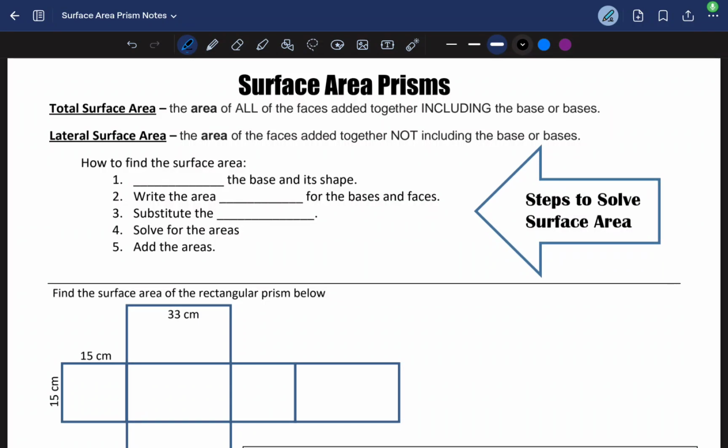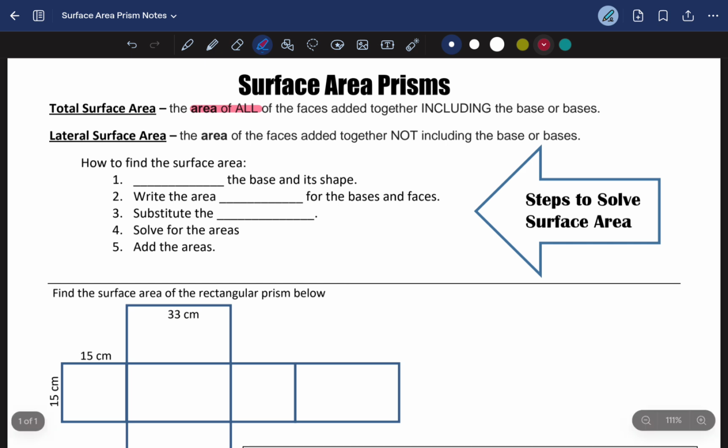Hey guys, today we're going to learn about surface area of prisms. We're really going to be looking at nets of these shapes, and we're going to talk about what is lateral surface area and what is total surface area. So let's look at the very top. It says total surface area is the area of all the faces added together, including the base or bases.